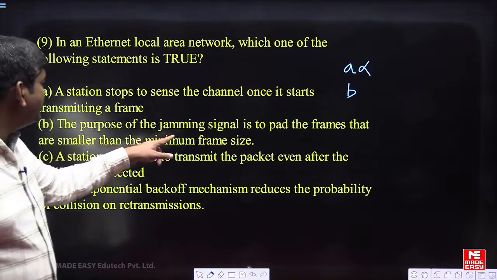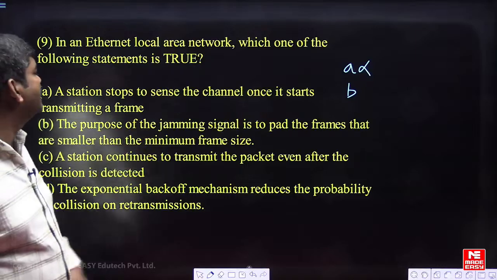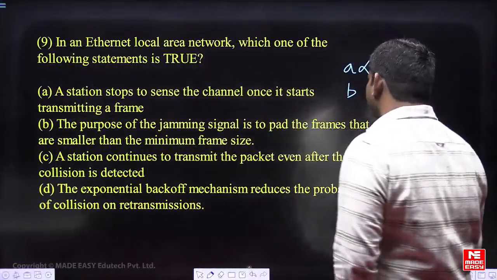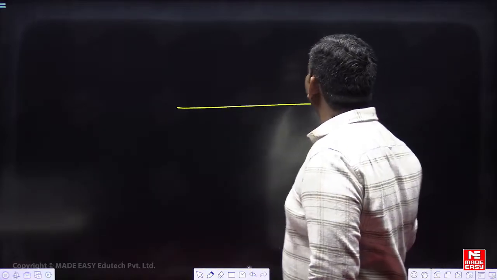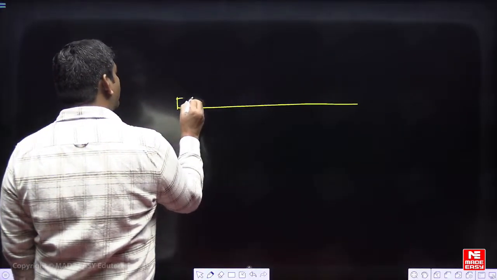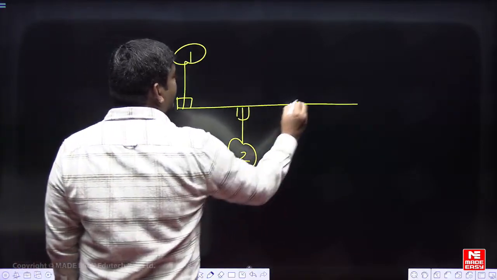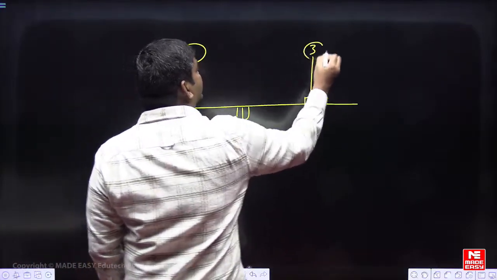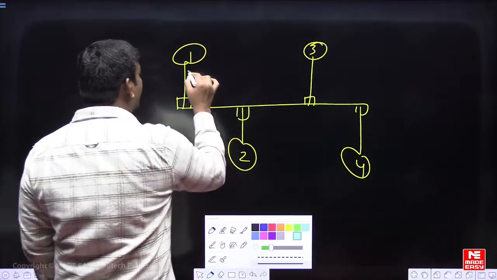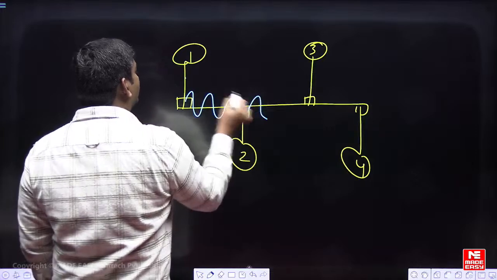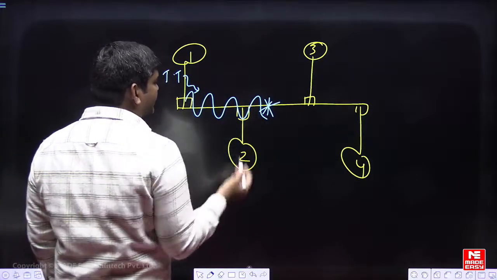Option B. The purpose of the jam signal is to pad the frames that are smaller than the minimum frame size. See, the idea is very simple and logical. Suppose I have taken a bus topology, with station 1, station 2, station 3 and station 4 connected. If you are transmitting some signal from time t, and somewhere a collision has happened, okay.